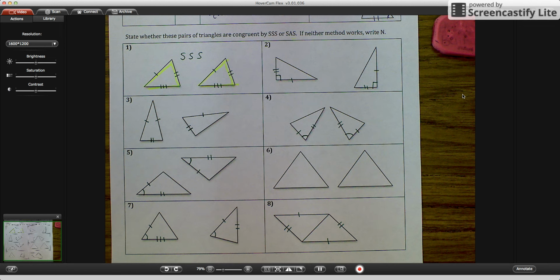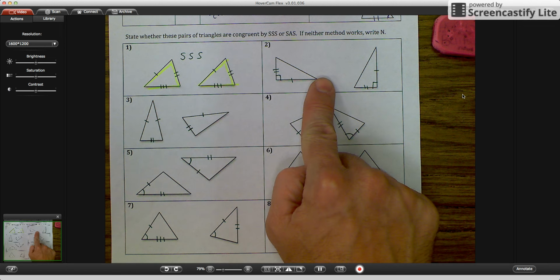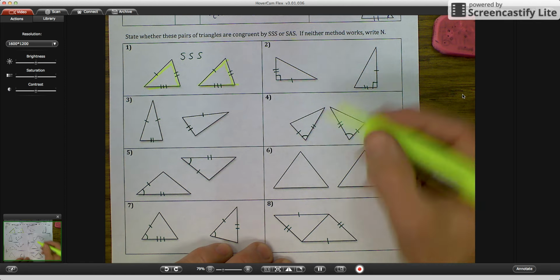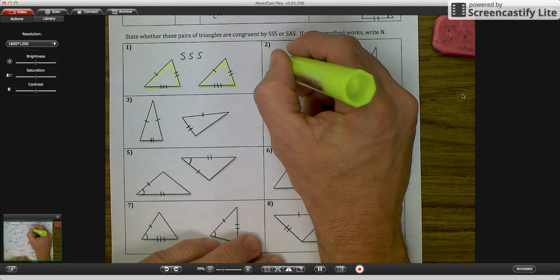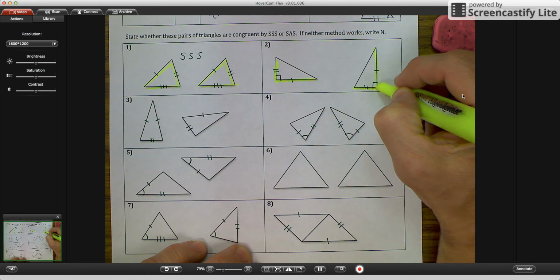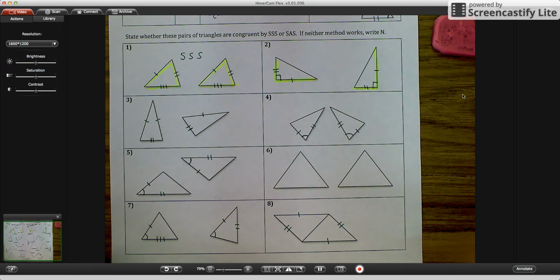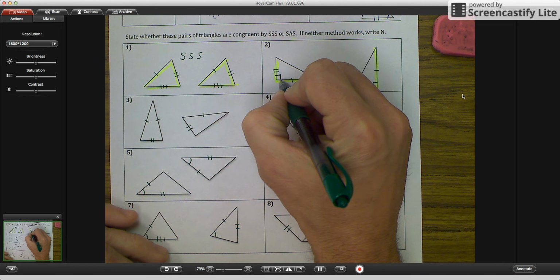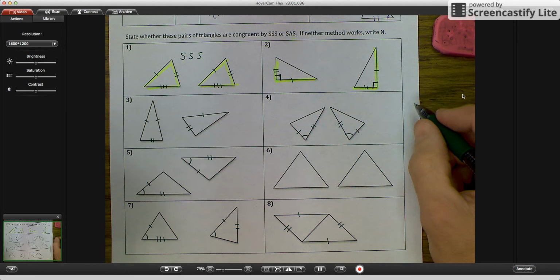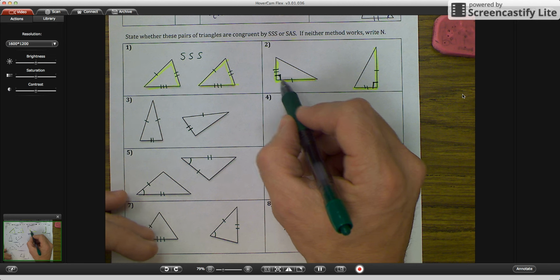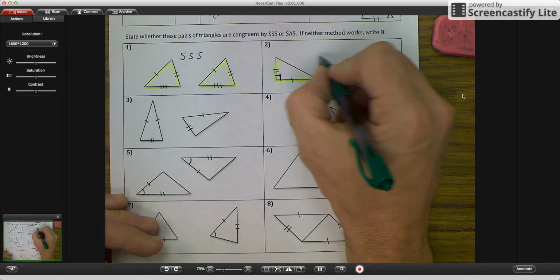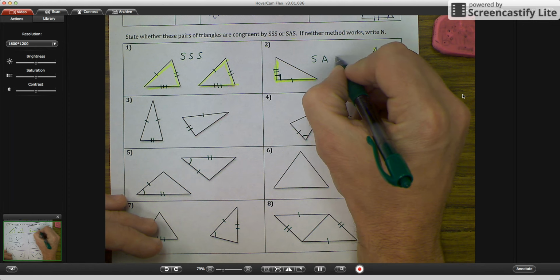The second one I'm going to look at is number 2. And I'm going to see that I don't actually have 3 sides that are congruent, but I do have 2 sides. And I have another pair of sides right here. So I have at least side, side, and I have an angle. My question is, is this angle the included angle between the 2 pairs of sides that are congruent? And my conclusion is yes. This is the vertex, or this is the angle that is created by those 2 lines intersecting. So this one would be congruent by side, angle, side.